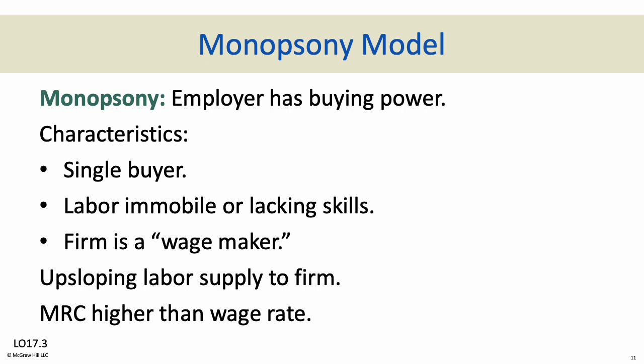And this makes the firm a wage maker, meaning the wage rate they pay varies directly with the number of workers available. In this case, the firm's labor supply curve will be upward sloping, and the MRC will be higher than the wage rate. To maximize profit, the monopsonist will employ the quantity of labor at which MRC and MRP are equal.